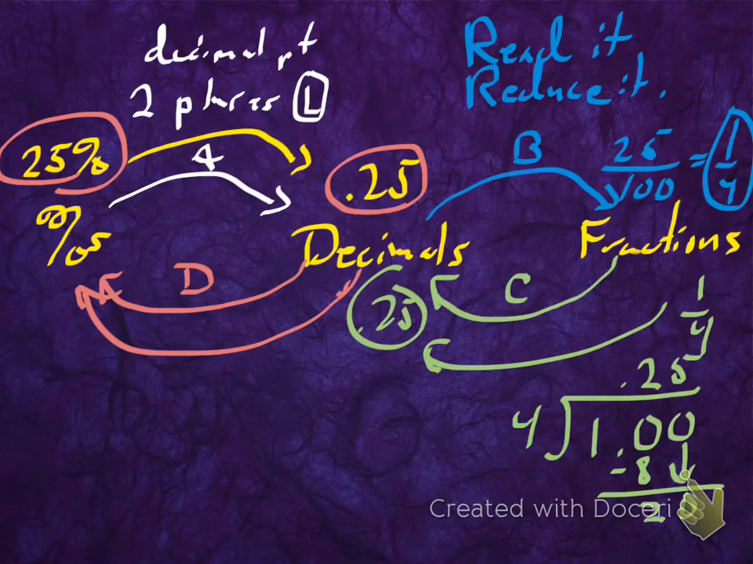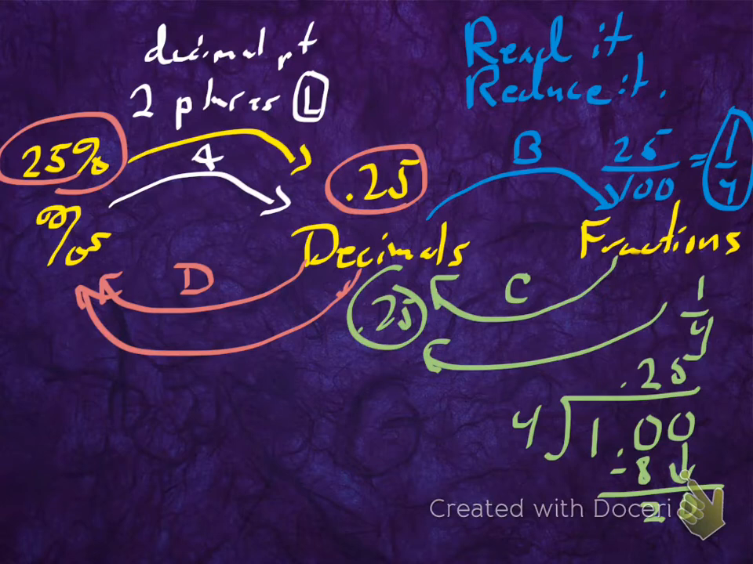Okay? Now that may not be your most fun thing to do because we're not big fans of long division, but that's really all there is to it. Okay? So you've got 4 steps here. Changing a percent into a decimal, a decimal into a fraction, a fraction into a decimal, and a decimal back into a percent.